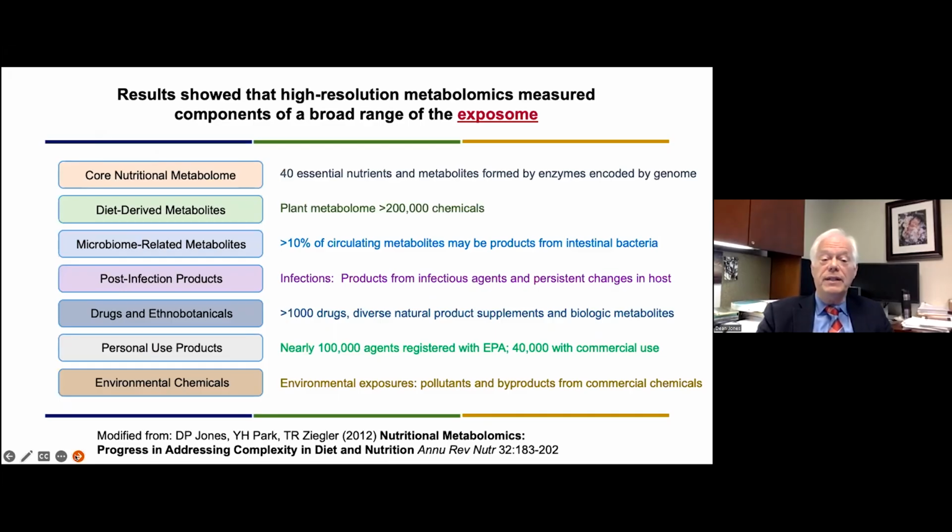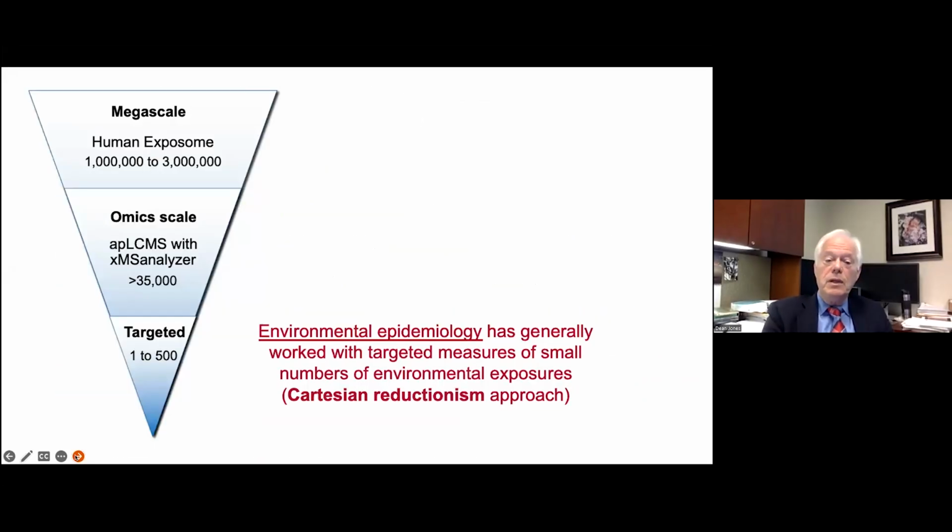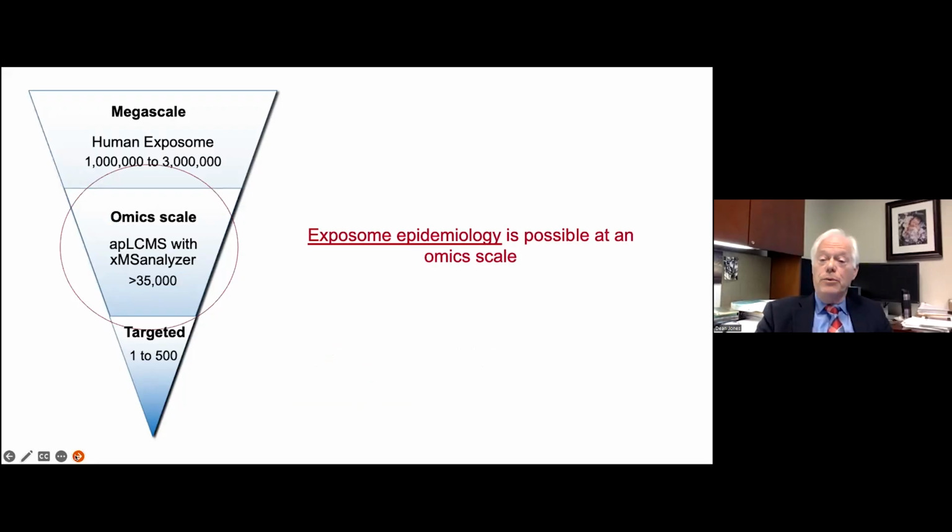I have outlined this multiple times in the past as far as what is captured in this high resolution metabolomics that really is representative of the exposome. So what I have to point out, and I think everyone is fully aware of, is that environmental epidemiology generally works with a relatively small number of targeted measures. It really is a Cartesian reductionism approach. The reality is that today, exposome epidemiology is possible. That is, examining all of those exposures at an omics scale.